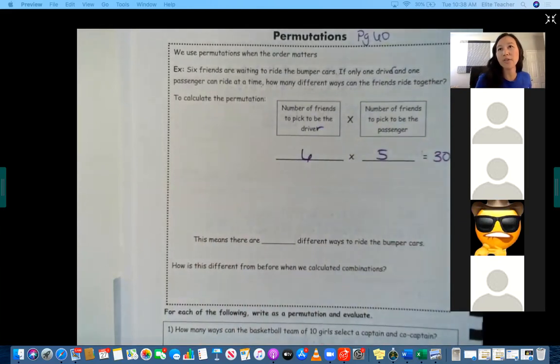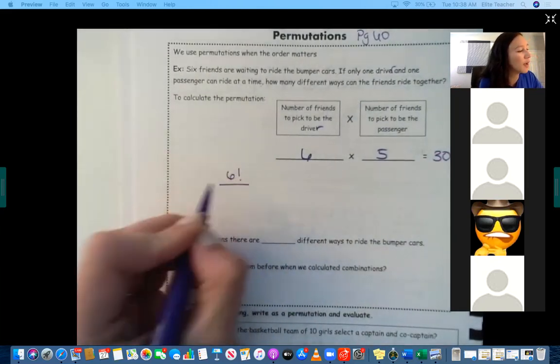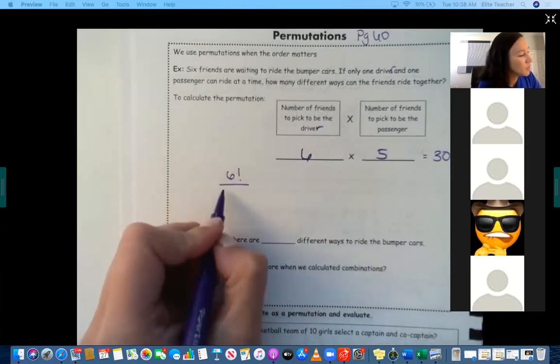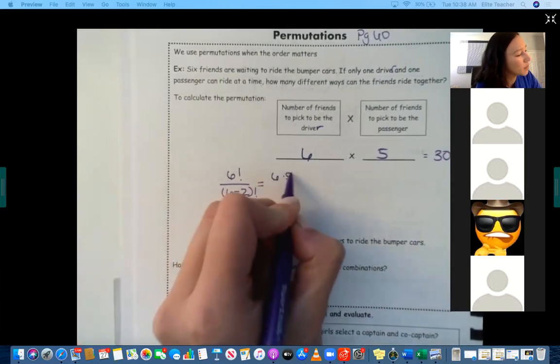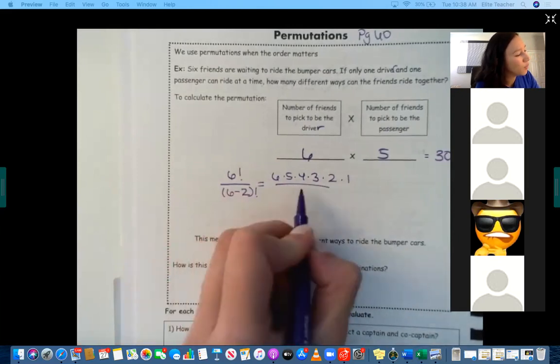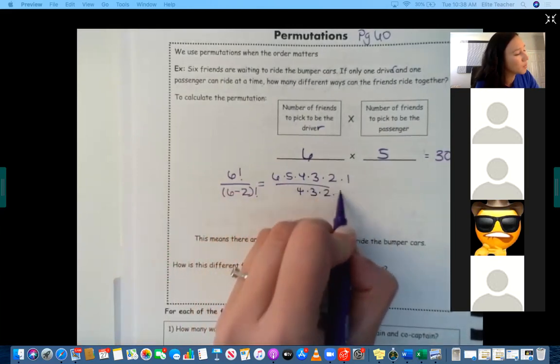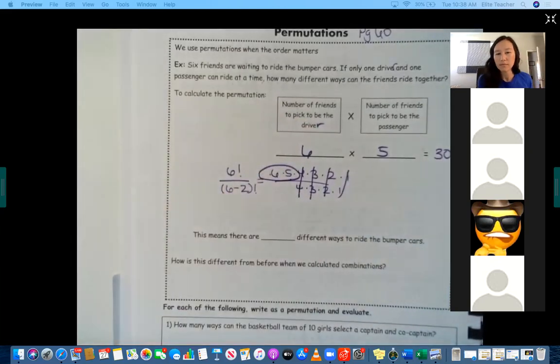Do you guys want me to show you how to do it with the formula too? Just for fun. So we could also do 6 factorial over 6 minus 2 factorial. That would be 6 times 5 times 4 times 3 times 2 times 1. And then 6 minus 2, that's 4 factorial. So 4 times 3 times 2 times 1. So you still end up with just 6 times 5. So it's okay if I just answered all of them with that, right? Yep. That's the way I'm going to do it because why work harder if you don't have to?